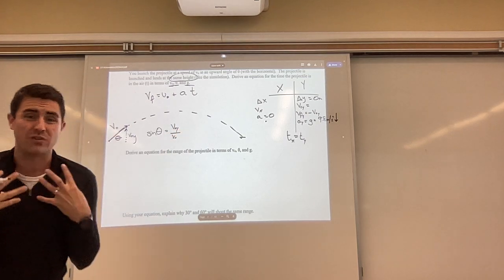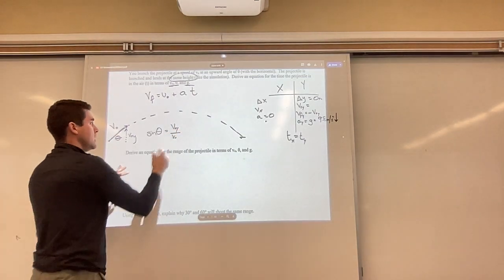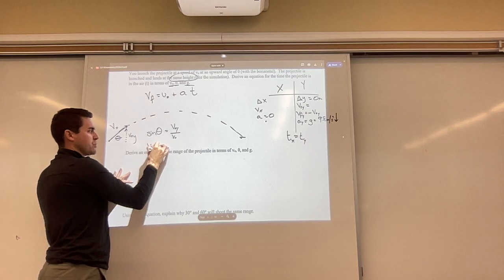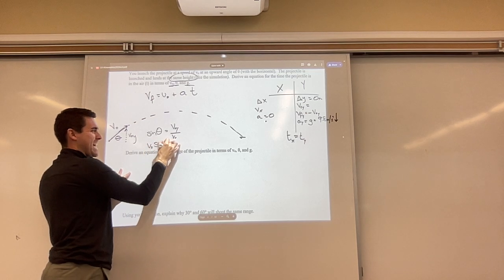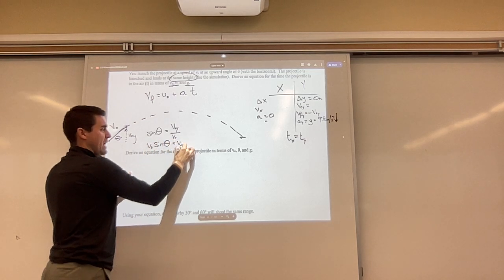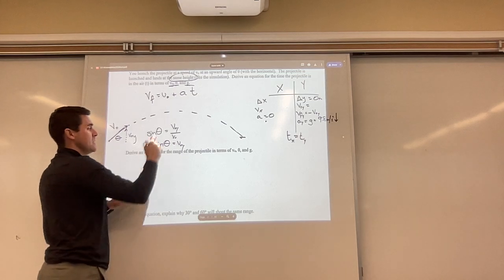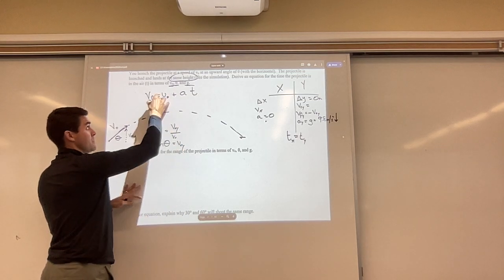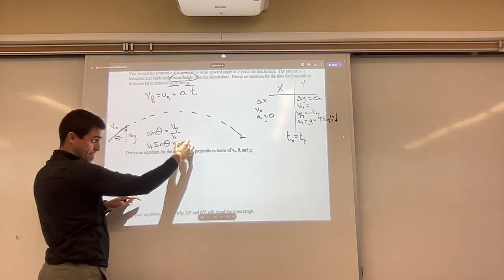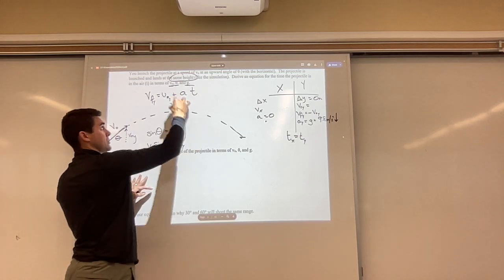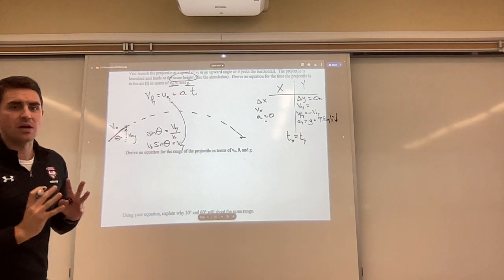What is the initial velocity in the y direction equal to? Well, I do my algebra. Speed times sine theta is equal to my initial y velocity. So I've got this. Okay, well, this goes here. Okay, got it. I can substitute that in.